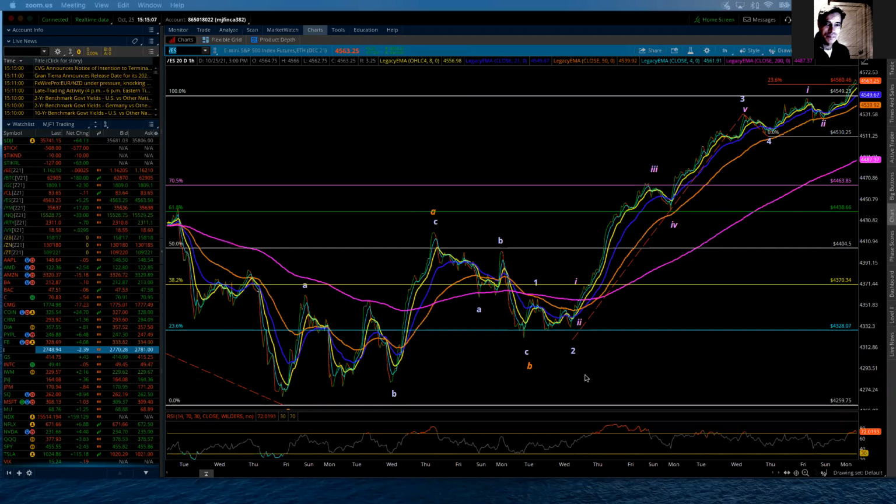Good evening. This is the Elliott wave update for the S&P 500 for Monday, October 25th, 2021.